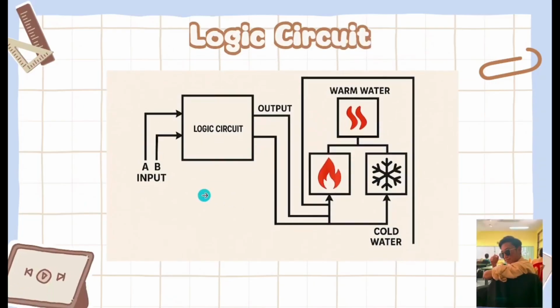So this is the example. This picture shows how our water dispenser will be processed. First, the user will enter the input of button A and B, and then the logic circuit will process and come up with the output whether cold water, hot water or warm water will be dispensed.